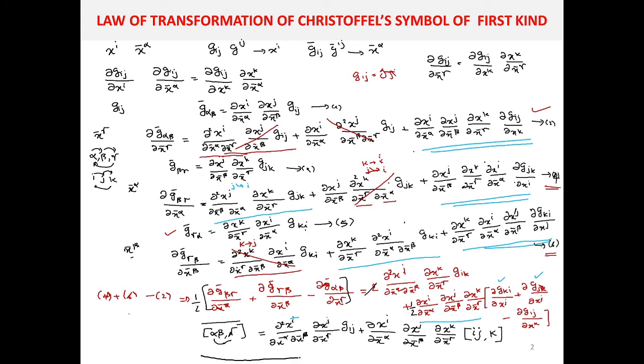Now from this particular transformation equation it is clear that Christoffel symbols of the first kind are not tensors. Of course, these components are some covariant components, but due to this particular term, that is ∂²xi by ∂x̄α ∂x̄β, it does not transform like a tensor. So due to this term, Christoffel symbols of the first kind are not tensors.